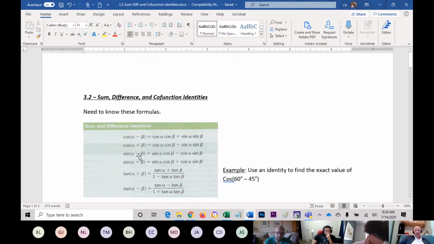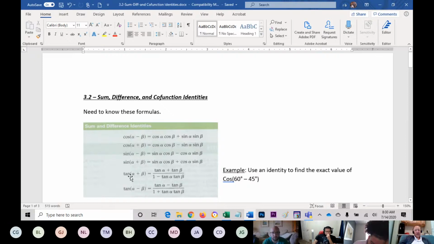With your sine of alpha and beta, now this is interesting because the negative follows. So with the sine, you keep the sign the same. So you think of it as distributing the sine of the alpha, except for now we're going with the cosine of beta minus the cosine of alpha times the sine of beta. Okay. It's going to be really important to memorize these, so get some flashcards or something to help you memorize these. Sine of alpha plus beta, once again, the plus sign follows here: sine alpha cosine beta plus cosine alpha sine beta. Okay.